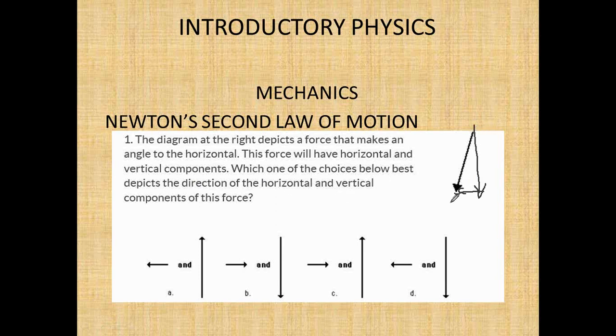The force is coming down like that. When you resolve a force that makes an angle to the horizontal, it's going to have a horizontal component. The horizontal component has to go to the left because this force is going down like that, and then the vertical component has to go down. So the answer that best looks like this is D. The vertical component comes straight down, and the horizontal component goes to the left.